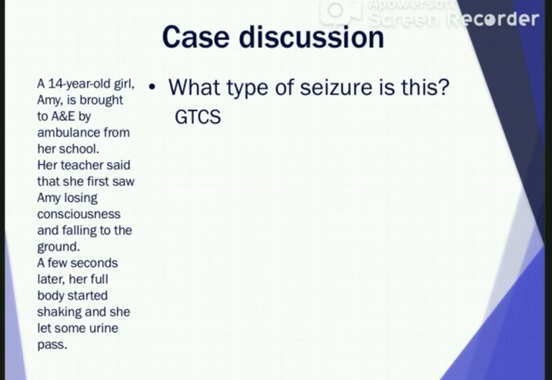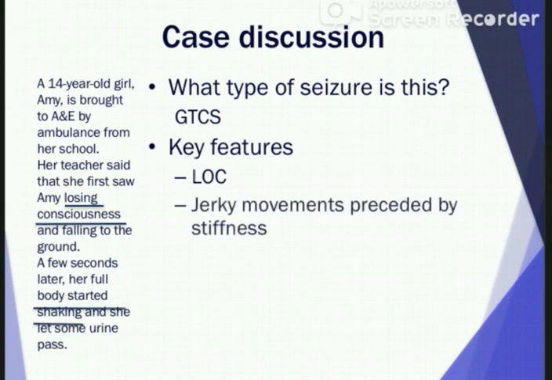So let's break down the features that are present in this scenario. First of all, Amy's losing consciousness. Loss of consciousness is importantly the first part of a generalized tonic-clonic seizure, as these patients lose consciousness first. If they're awake, if they're walking or standing, they're going to fall to the ground, and then they're going to go into the stiff phase where all the muscles become very rigid, and then they're going to go into this rhythmic jerky movements, which is the clonic phase.